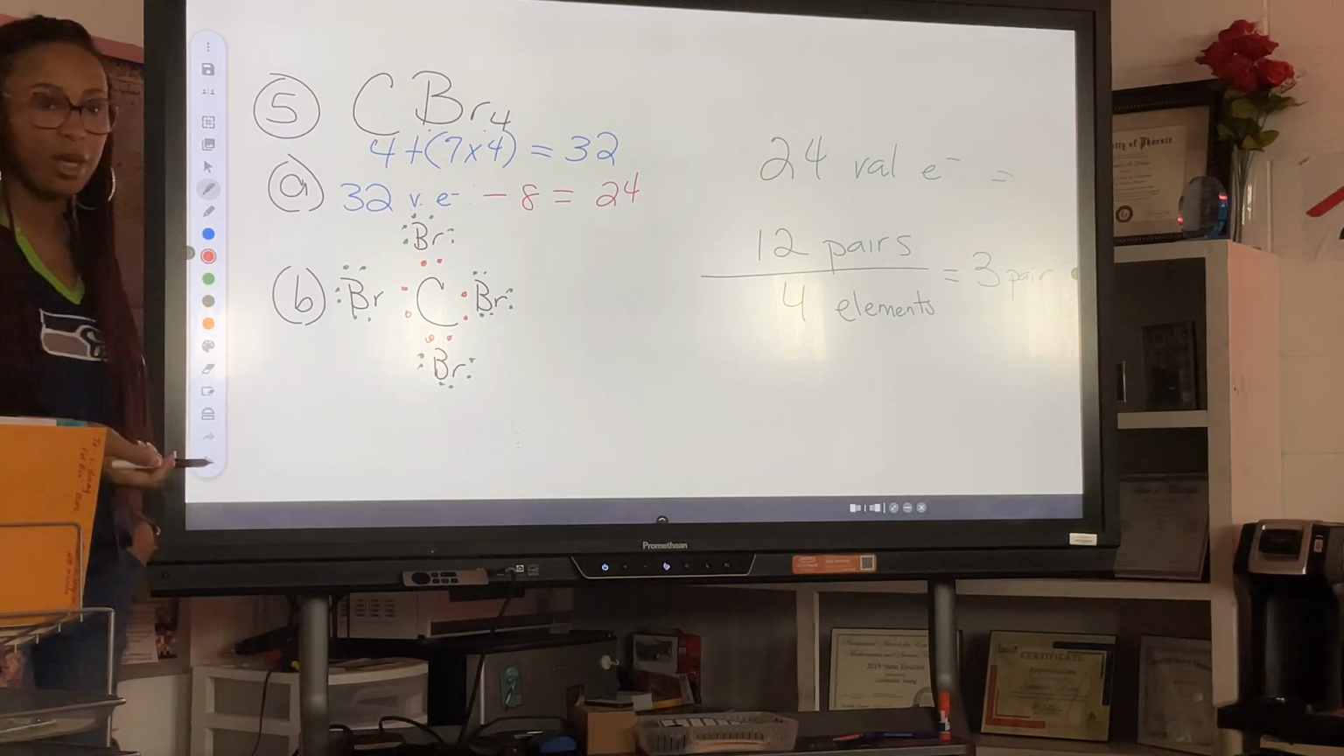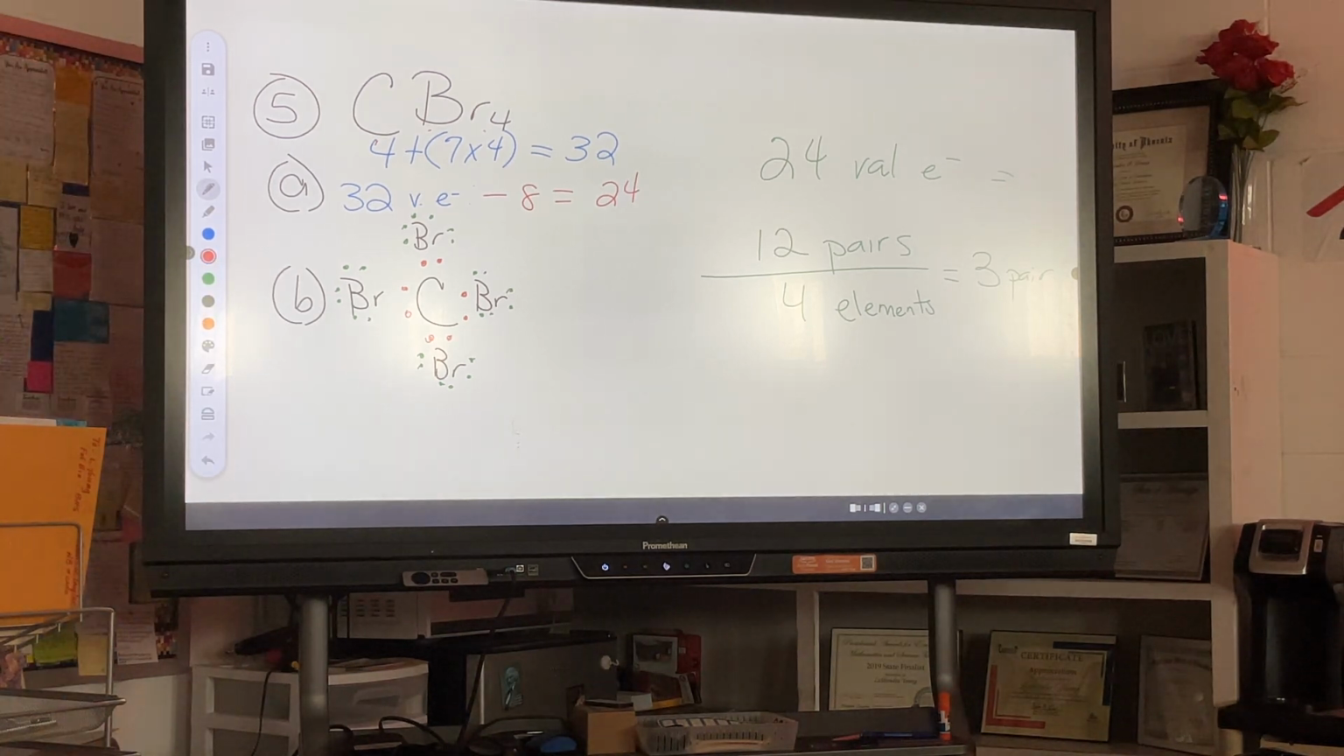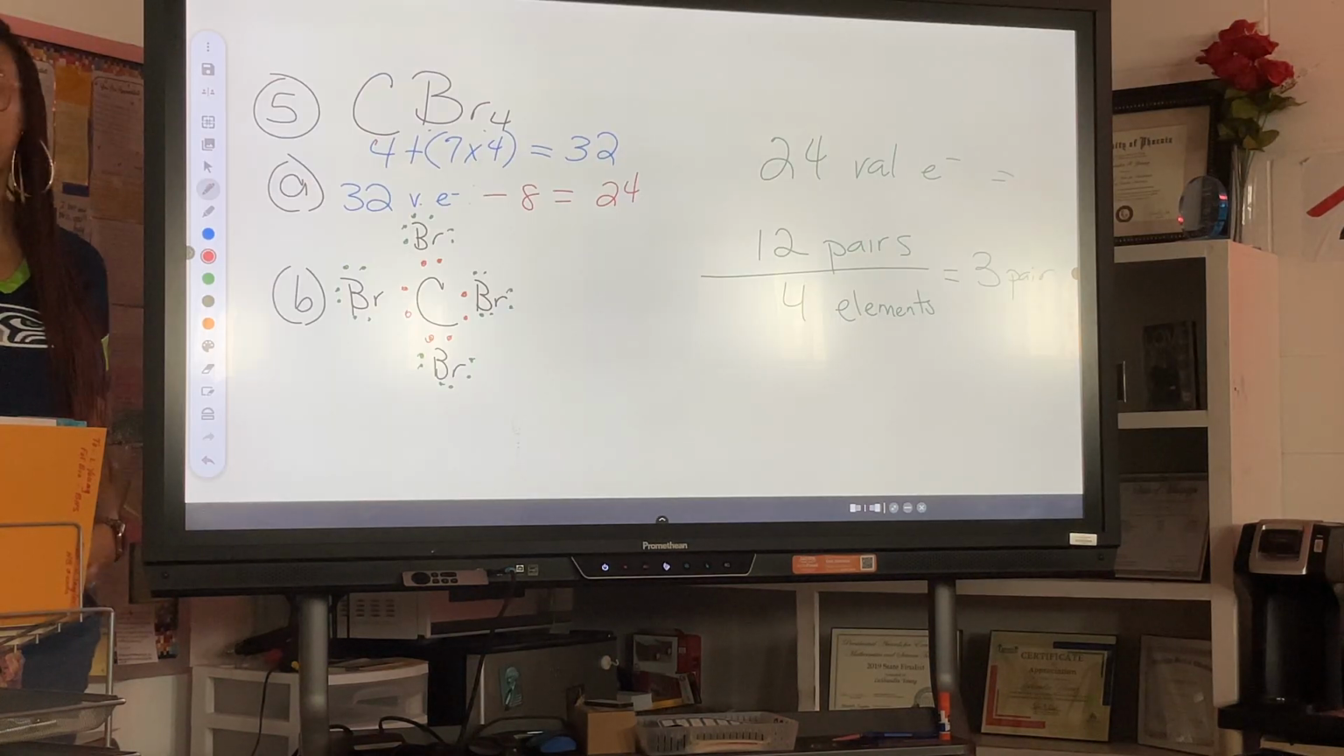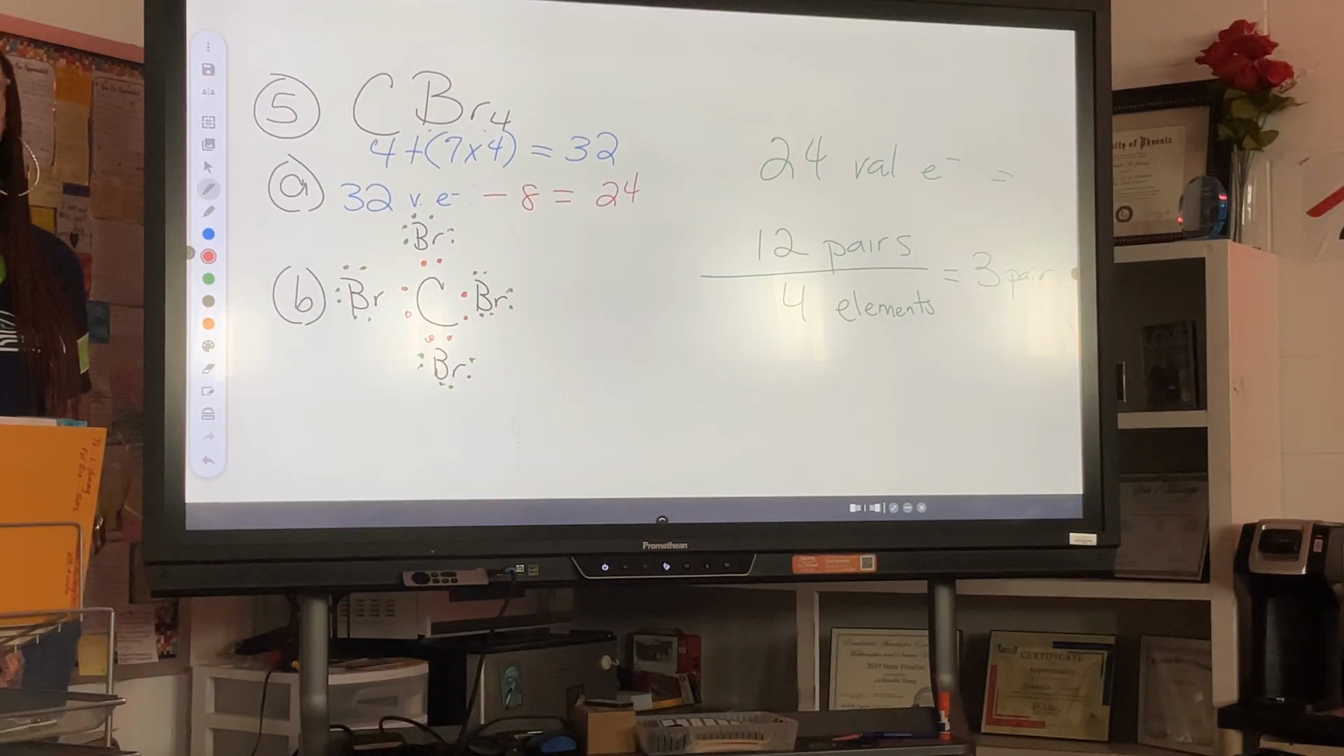All right, now evaluate. Is everybody happy? Does everybody have an octet? Mm-hmm. Everybody has an octet. All right. What's the shape of carbon tetrabromide? 4 and 0. So what's that 4 and 0? There's 4 domains with 0 lone pairs. What's the shape? Tetrahedral. Right. The shape would be tetrahedral.